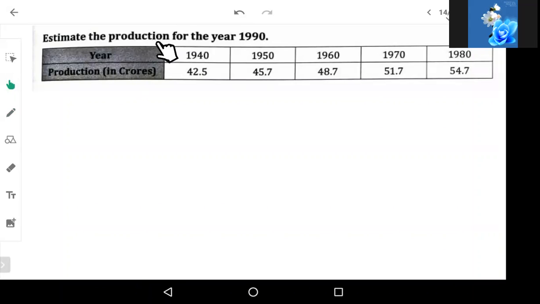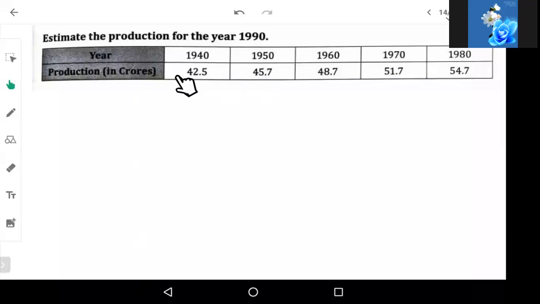Estimate the production for the year 1990. If you see the data, the year given is 1940, 1950, 1960, 1970, and 1980. There is no 1990, which is part of the problem, but if you see the data, there is a difference of 10 everywhere, which means after this the next one will be 1990.